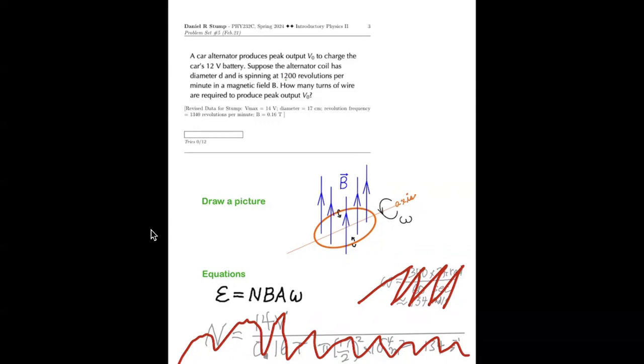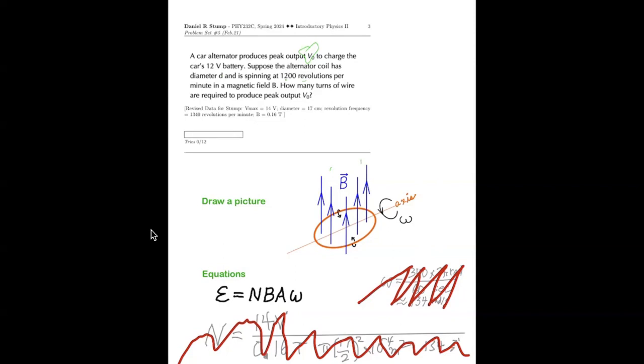So the statement of the problem is a car alternator produces peak voltage V0 to charge the 12-volt battery. Suppose the alternator coil has a diameter D and it's spinning at 1200 revolutions per minute in a magnetic field B. That's how an electric generator works. There's a magnetic field. There's a coil of wire. It's spinning around, it's rotating. The flux of the coil is alternating.